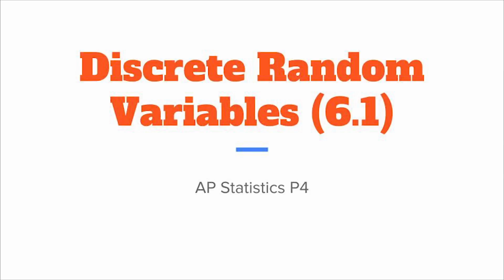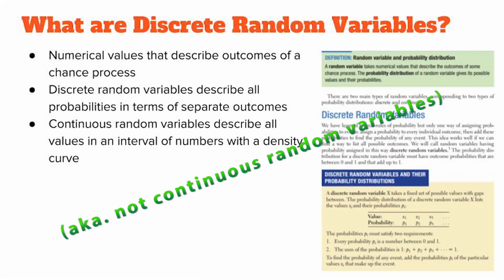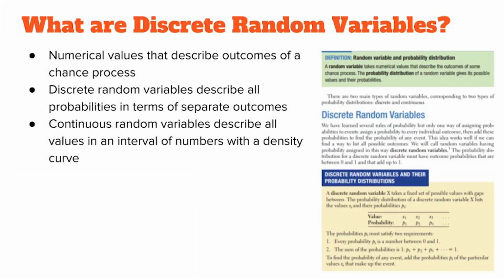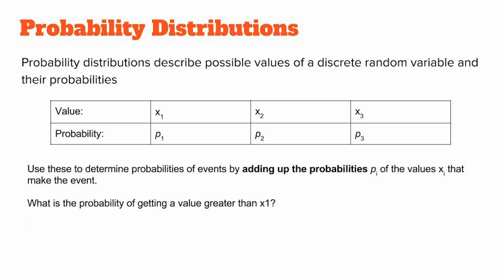This video is going to focus on discrete random variables. A random variable is a value that describes the outcomes of a chance process. In this video, we will only be focusing on discrete random variables, which describe all probabilities in terms of separate outcomes. There are two criteria for discrete random variables.